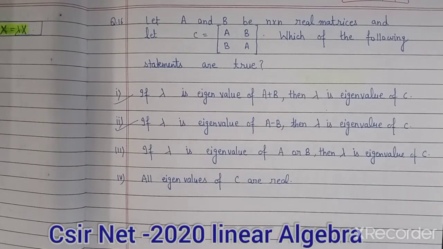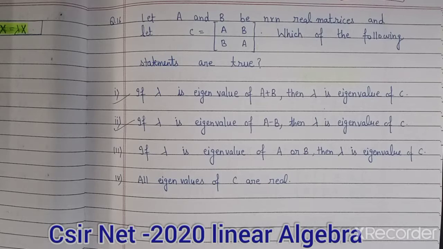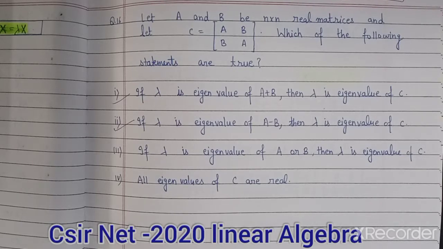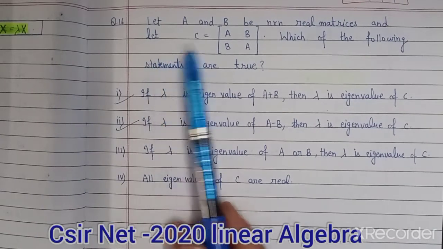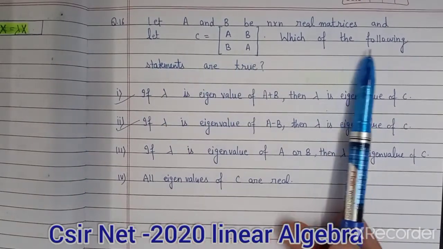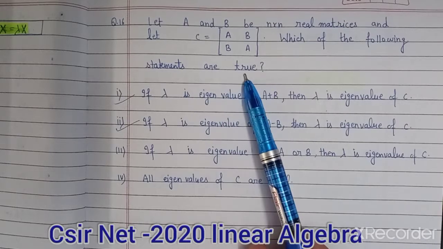In this video, we will solve one question of CSIR NET November 2020 of linear algebra from part C. The question is: let A and B be n cross n real matrices and let C be this matrix. Which of the following statements are true?